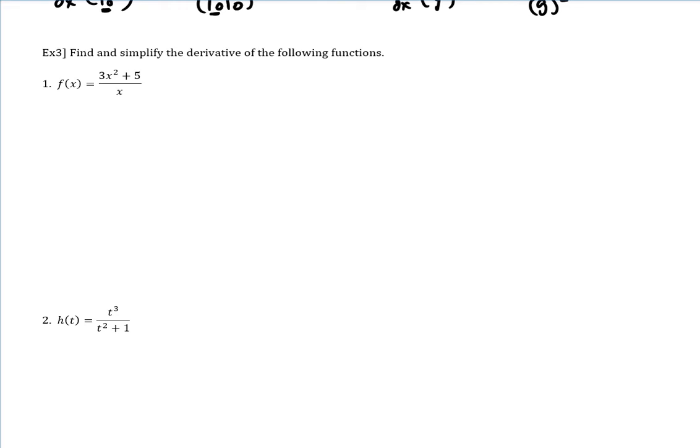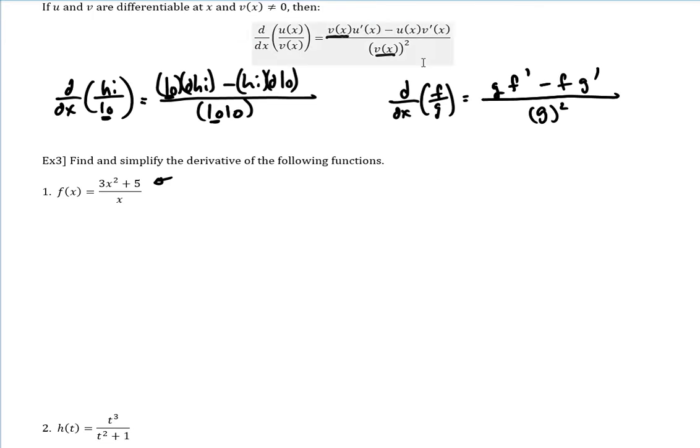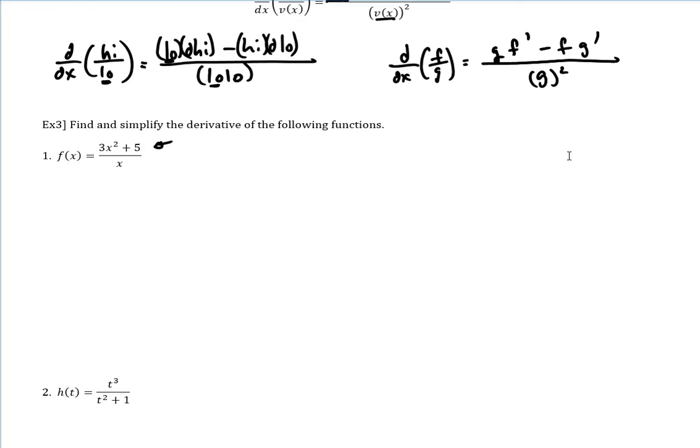We're going to find and simplify the derivative of the following functions. On this one I'm going to use low and high. If you prefer the symbols, you could still do them, you'd just have to make the adjustments. I think low and high is easier to deal with most of the time because then I don't even have to worry about letters u, v, f, g, which could be used in other problems anyway. So I'm going to say this is our high function, and this is our low function.